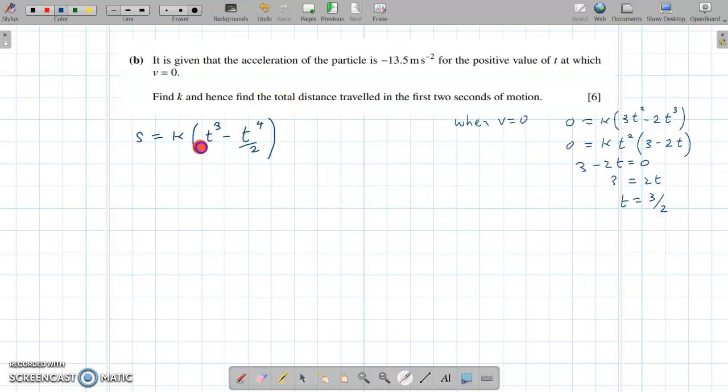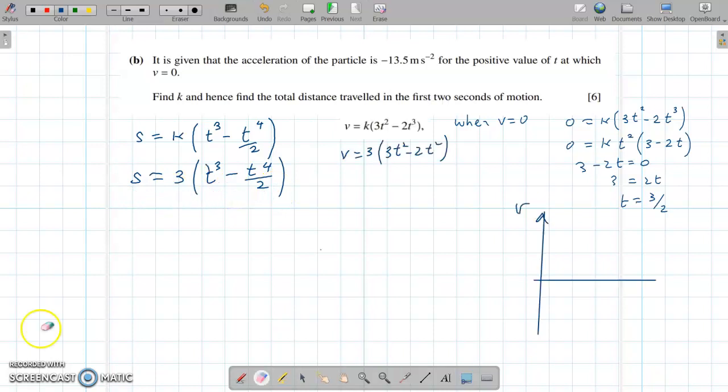Going back to our displacement equation, I've subbed in k as 3, so there's our displacement equation. As I said before, you can't just sub in t as 2 here because you will get displacement. We want distance, not displacement. Here's our velocity equation with k as 3. It starts off with velocity 0, and the velocity is 0 again when t is 3 over 2. That's when it changes direction.